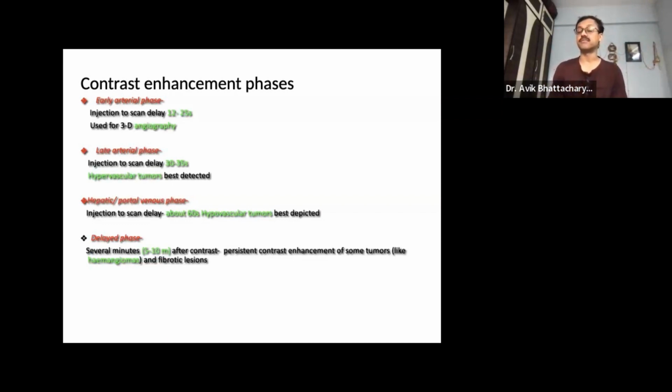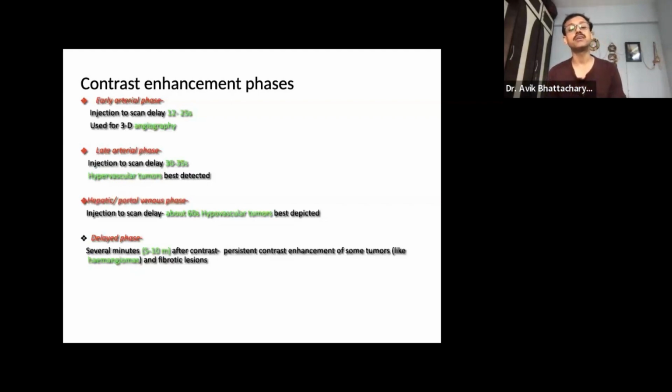After that comes the late arterial phase, at around 25 to 30 seconds or probably 30 to 35 seconds. Around 30 seconds is late arterial phase, where we could see the enhancement of a hypervascular tumor. Suppose a neuroendocrine tumor in pancreas or early HCC in liver would enhance at this point in time, 25 to 30 seconds after starting of injection of contrast. So this is late arterial phase. Here the parenchymal tumors, which are hyper-enhancing tumors, would enhance in arterial phase.